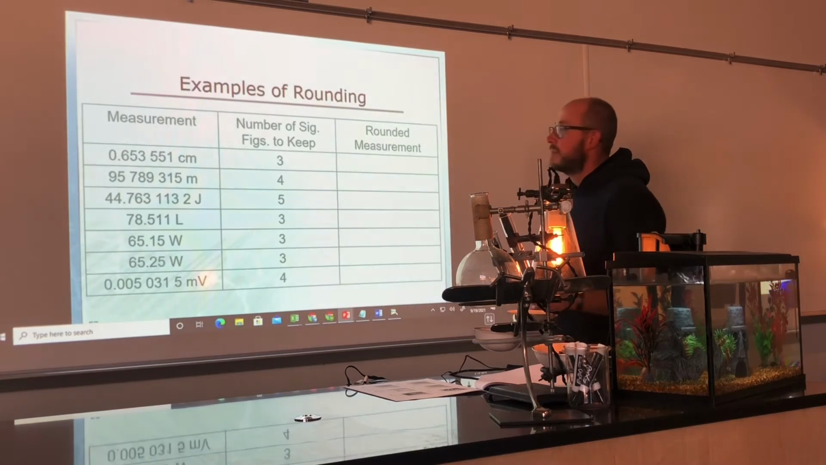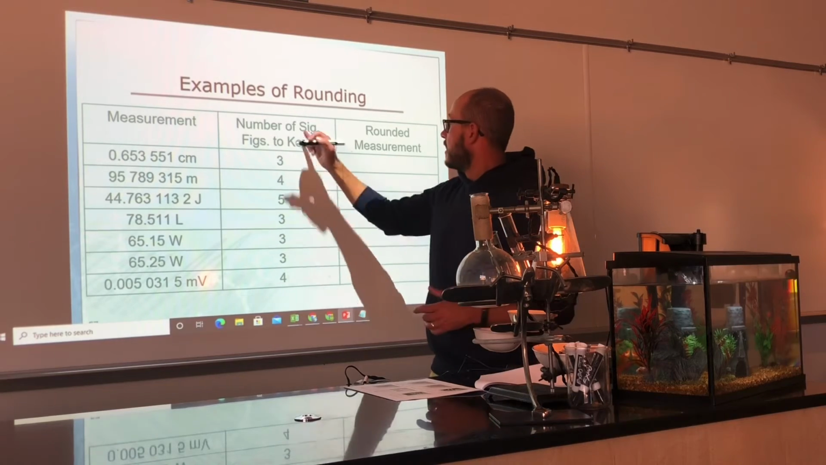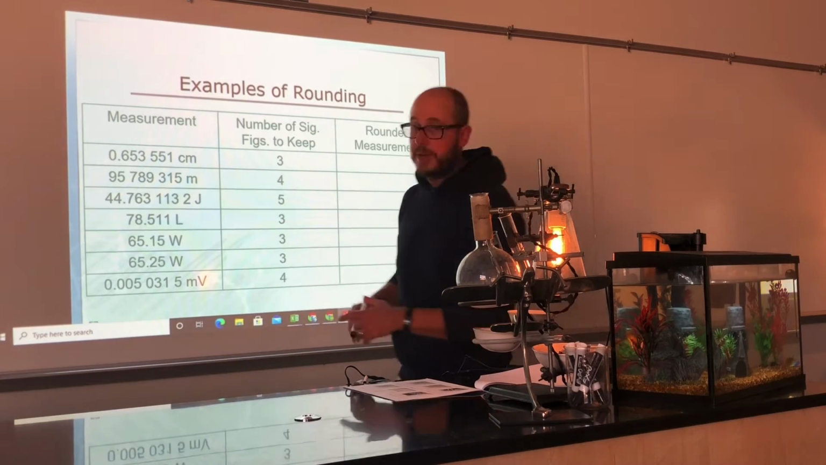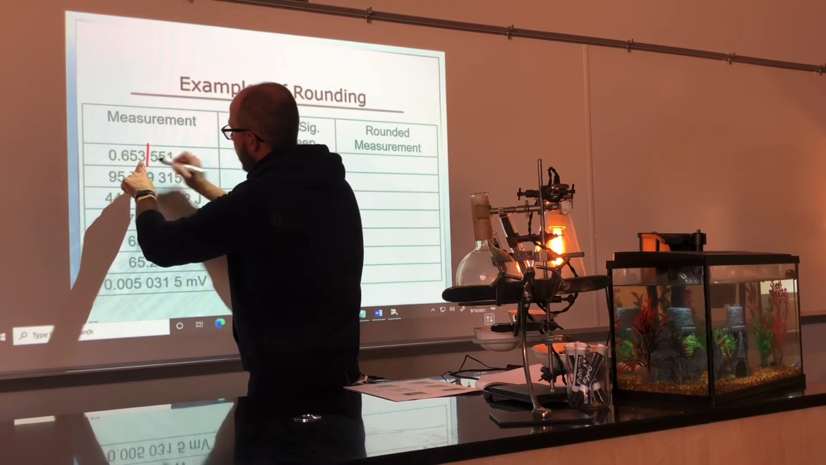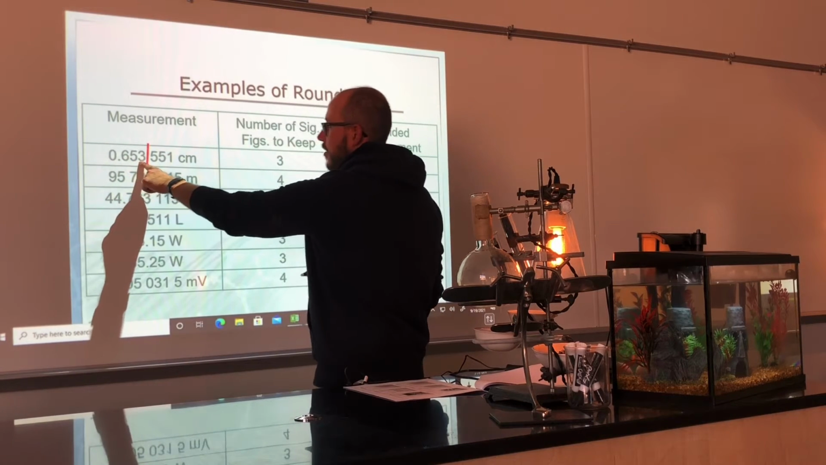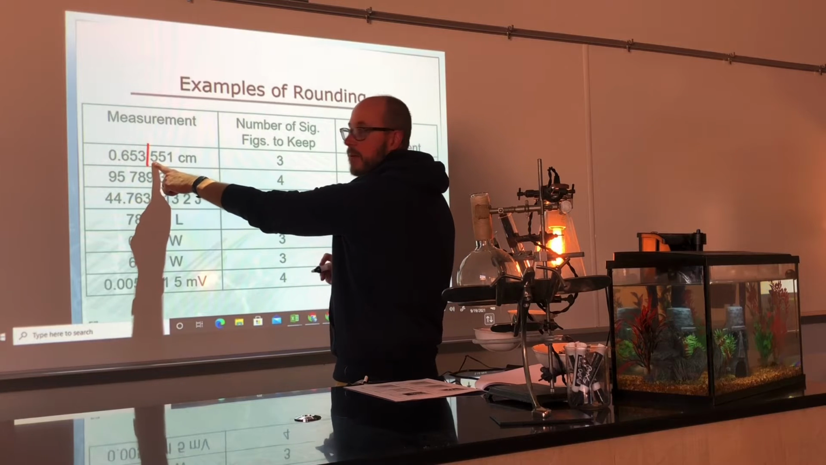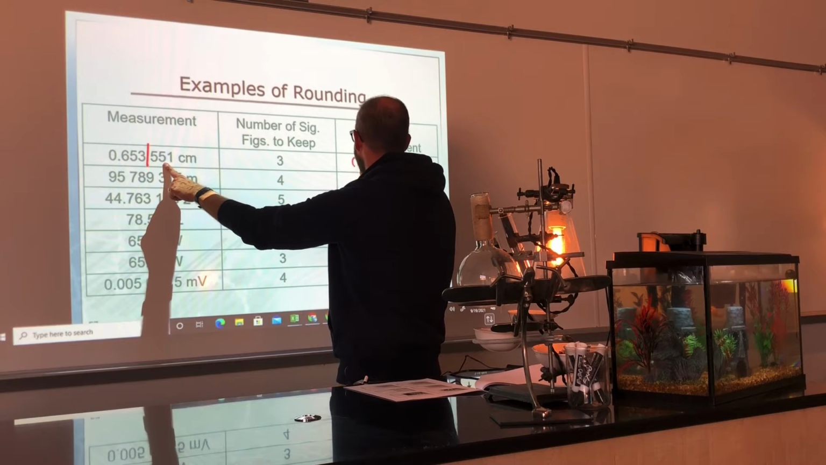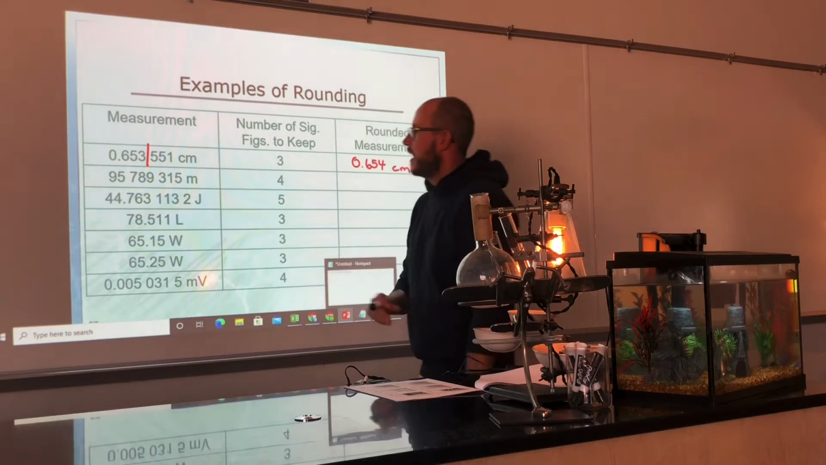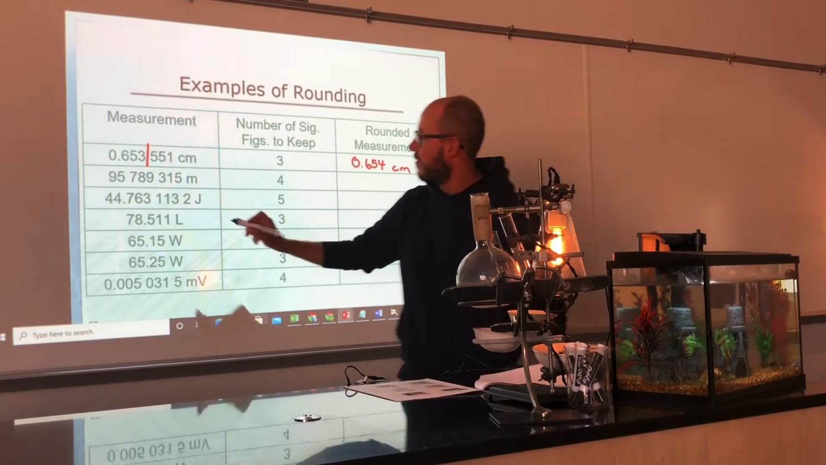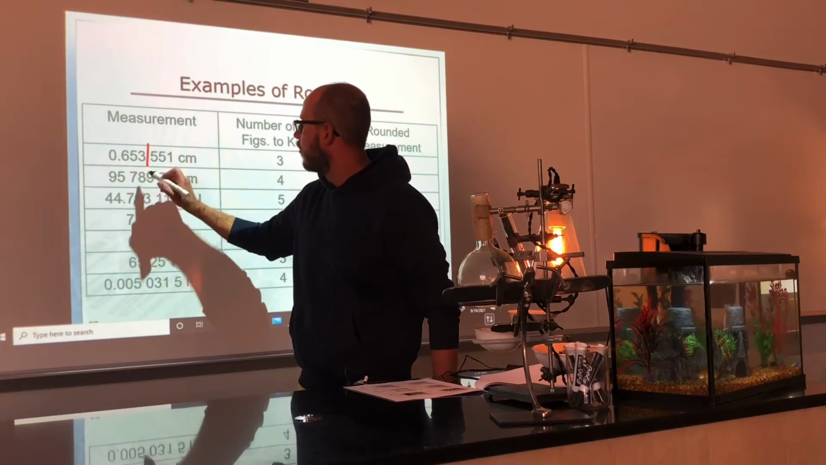So let's look at these examples. Number of sig figs to keep, 3. This is not significant, so I start counting here, 1, 2, 3, and I cut off the rest. The 3 is followed by 5, but there's stuff after the 5, so I round it up. So it's 0.654 centimeters. In the next one, I want 4 significant figures, so 1, 2, 3, 4, and I cut it off there.